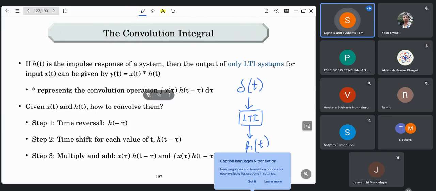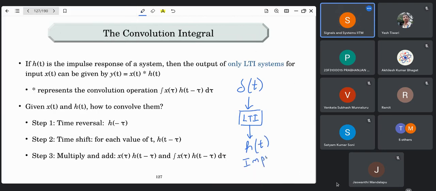As the impulse response. So this is what we'll call the impulse response.